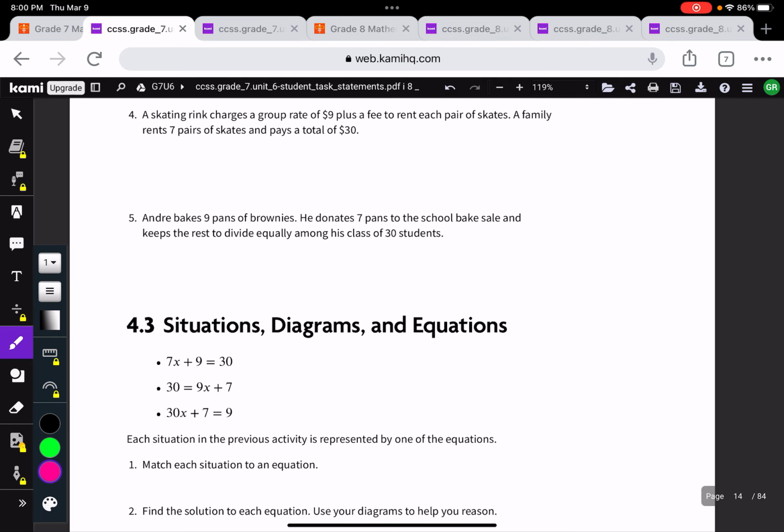Number 4, a skating rink charges a group rate of $9 plus a fee to rent each pair of skates. A family rents 7 pairs of skates and pays a total of $30.